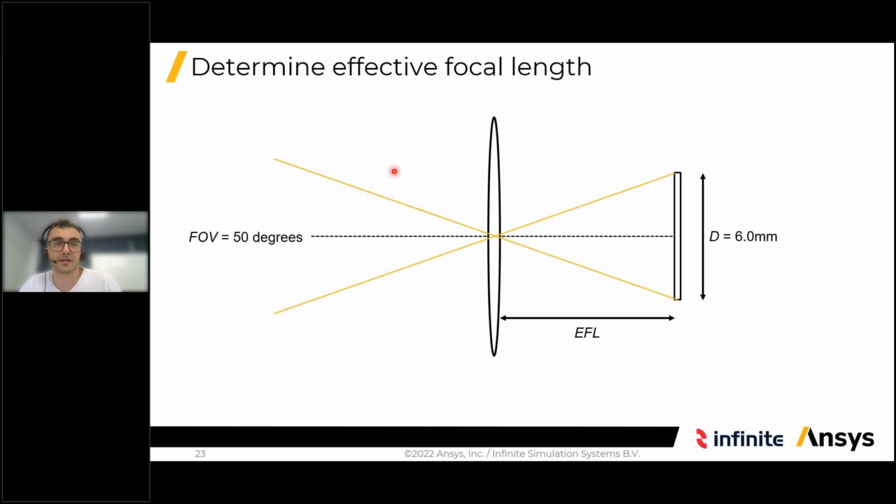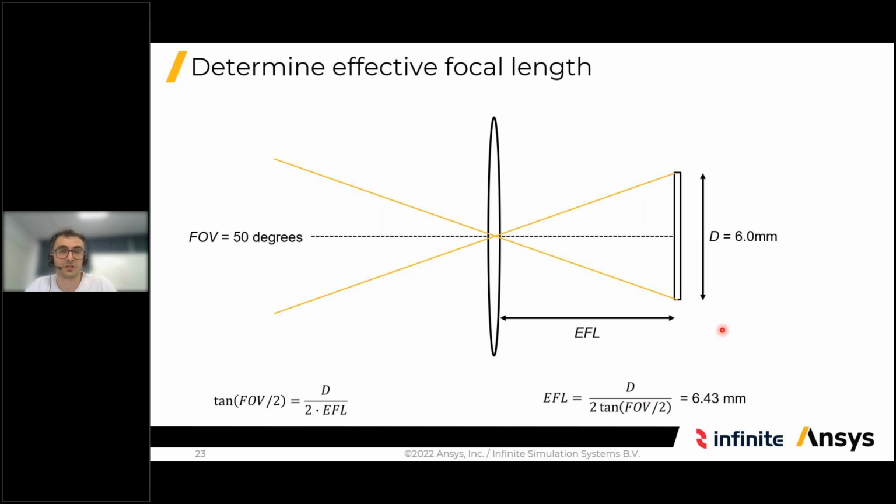So we start by making a simple sketch of our system. We have here our sensor, and we're going to put a lens here. And we have a field of view of 50 degrees. We are going to determine the effective focal length of our system. So we can derive this simple equation using a little bit of geometry knowledge, and then isolate the effective focal length, and then we find out that the effective focal length should be 6.43 millimeters.